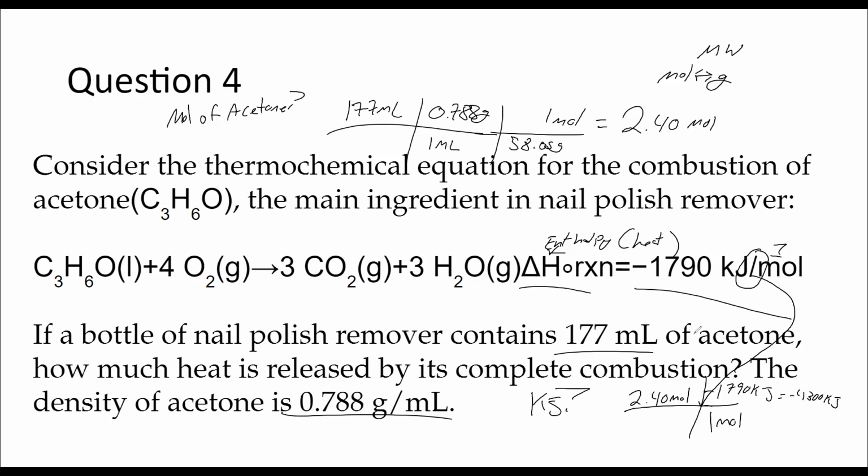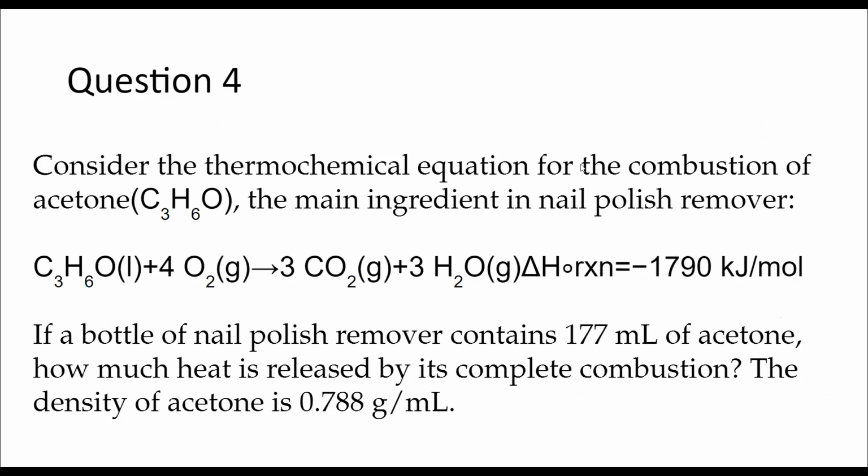You can always do the opposite. You could do moles on top, negative 1790 kilojoules. It would be 1 because the denominator is always 1. But yeah, that's how much kilojoules are released when you blow up that much acetone. And that ends this PowerPoint. So I'm going to switch PowerPoints here.